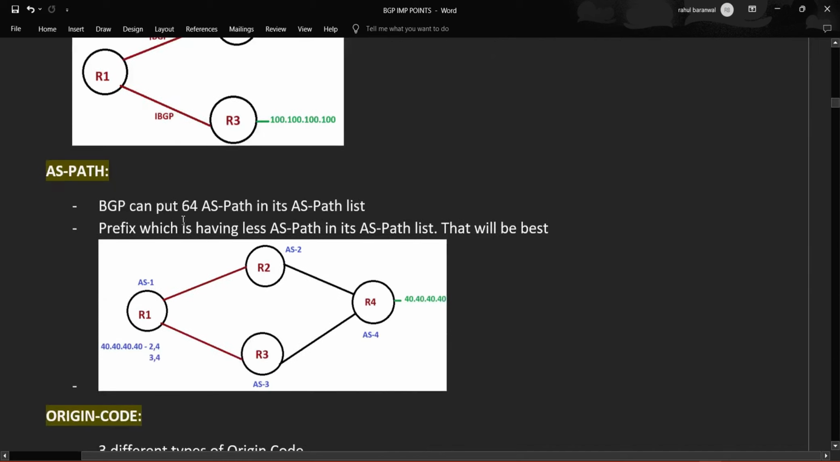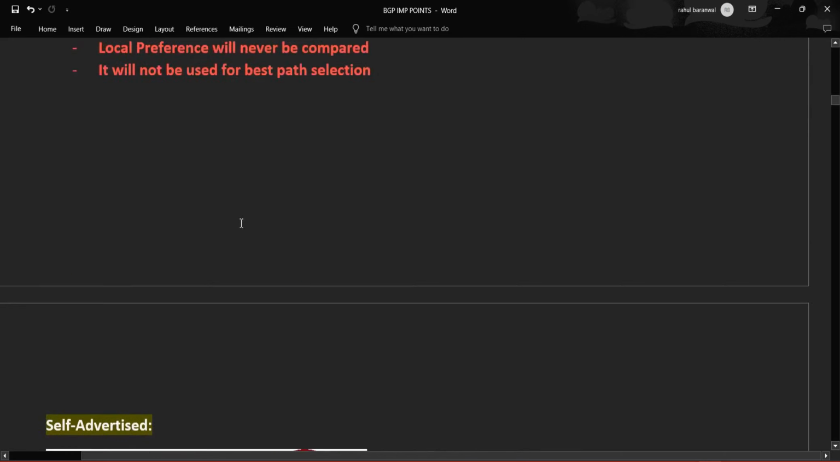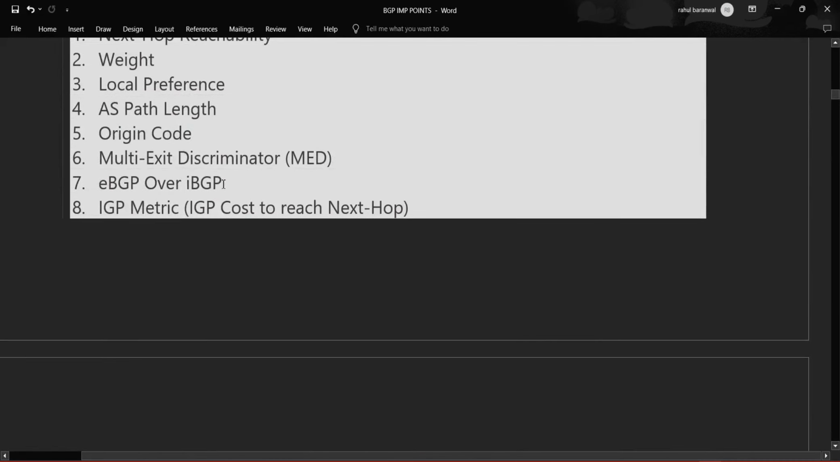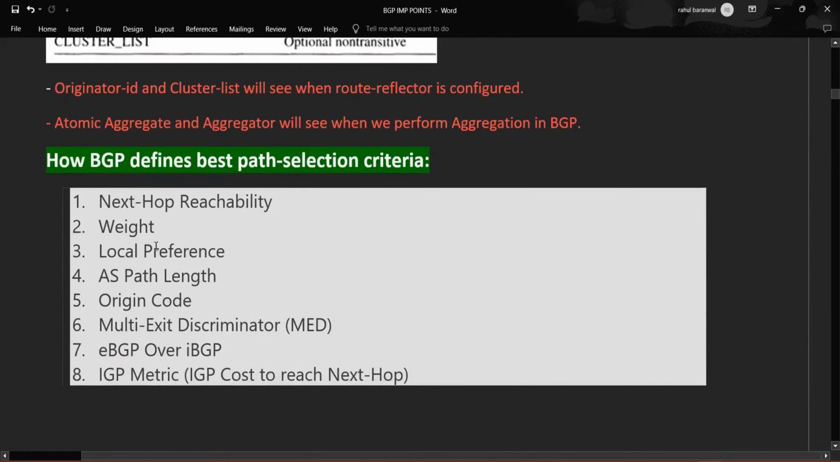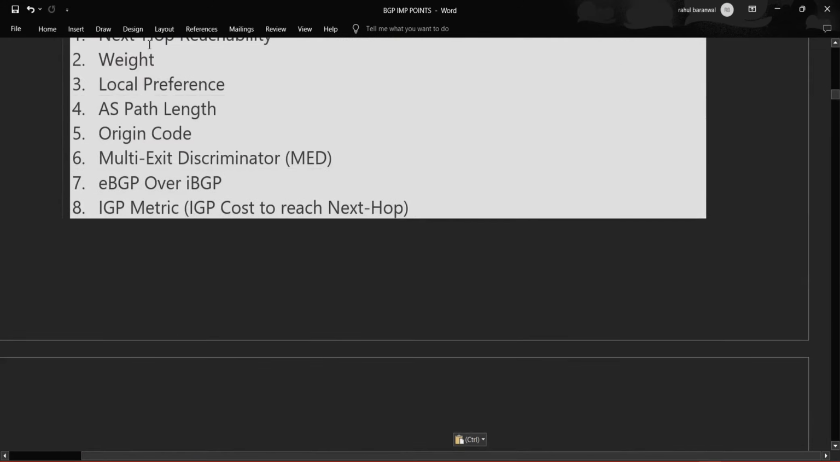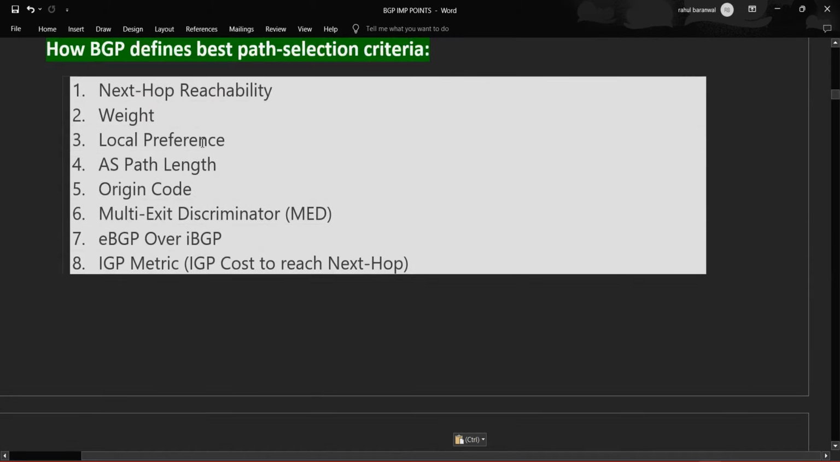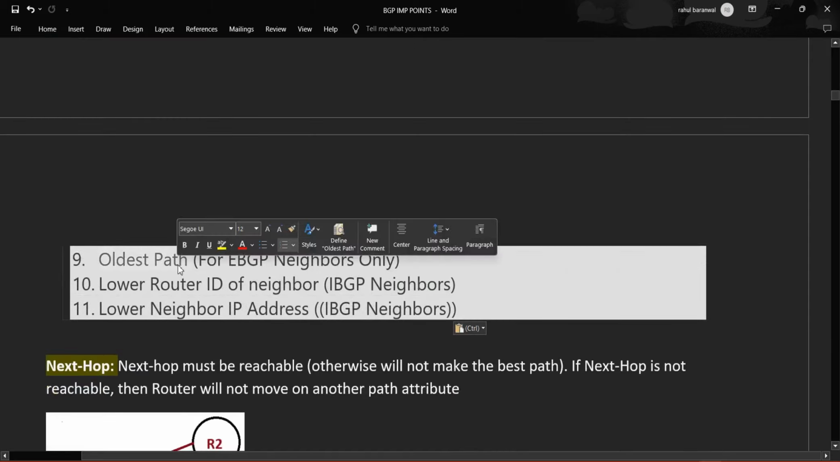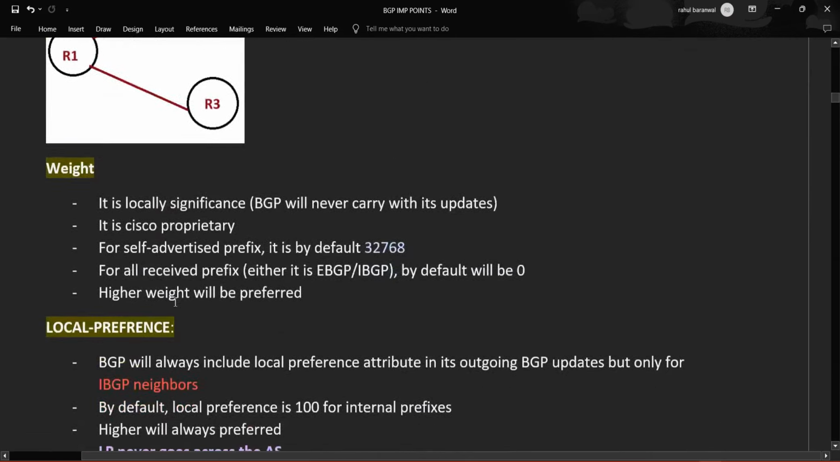Okay, so we need to follow only these steps, or this path selection criteria. We need to move on step by step. We cannot jump from next hop reachability to eBGP over iBGP. We need to keep moving on step by step. We need to see all those criteria, whether it is a tiebreaker or not. If it is not, then we need to move on to the next path selection criteria. If it is not, then we move on to the next path selection criteria. That's why we are moving step by step.